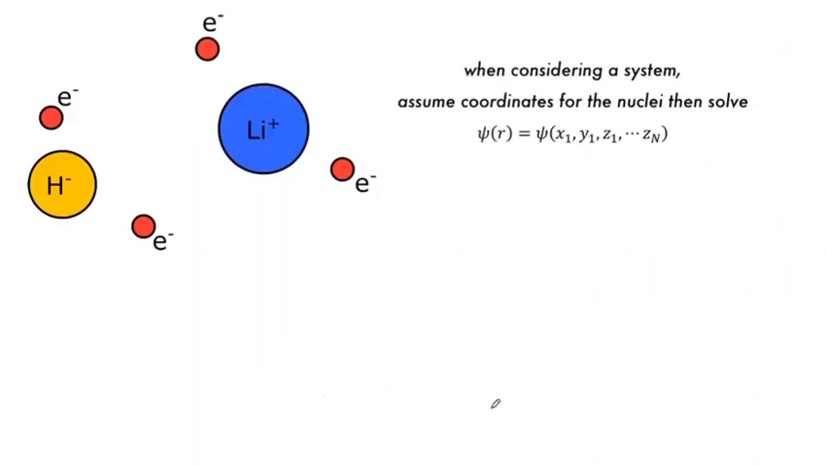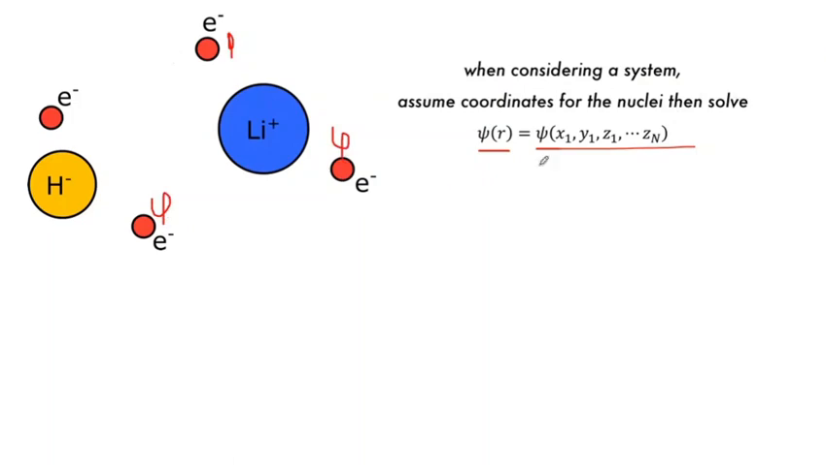So here we have our system at rest. When considering a system, we assume coordinates for the nuclei, and then we solve based on that. So for example, we have a 4-particle system here. We'll have our wave function, which will be the combination of all of our individual electrons. Each one will have a wave function. That was a terrible wave function.